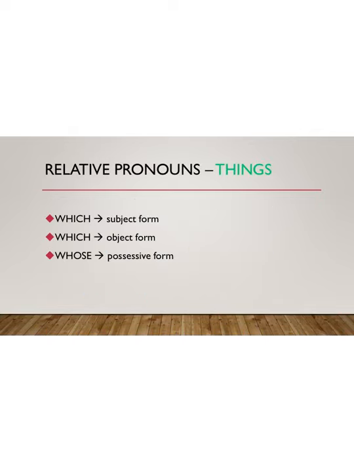Let's get to know the three relative pronouns used for things. The first one is which, subject form, and the second one is which again, the same, but this is for the object form. And then the last one, whose, possessive form. I will tell you the difference between the first which and the second which.